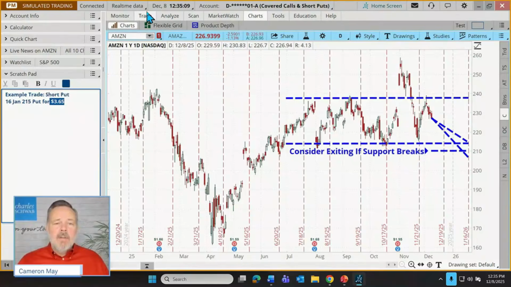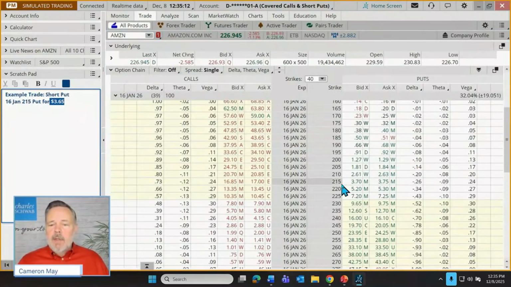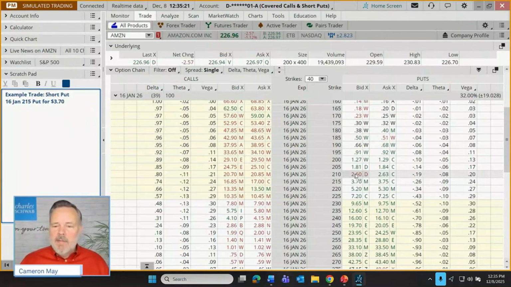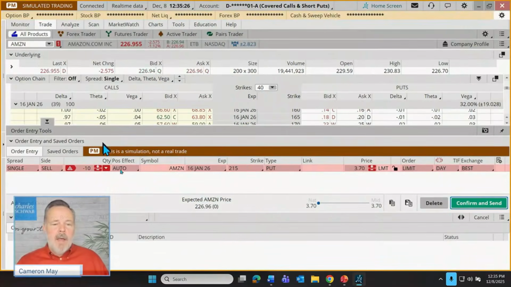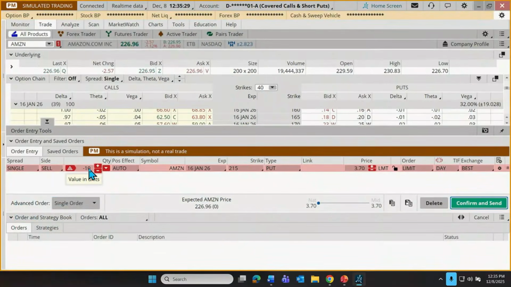So let's go place our trade. I'm going to go to our 215, 16th of January contract. Looks like that's gone up a little bit, and it looks like we'll be able to get $3.70 again rather than the $3.65. But let's see. I'm going to click on the bid price. And this is where the trader would pause to figure out, well, do I want to get into 10 contracts and obligate myself to maybe have to buy 1,000 shares of stock? Do I do one contract and obligate myself to maybe have to buy 100 shares?